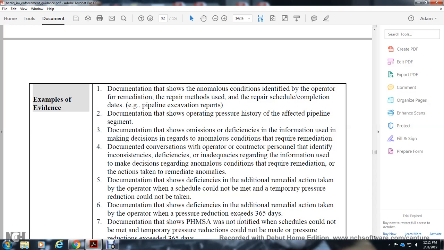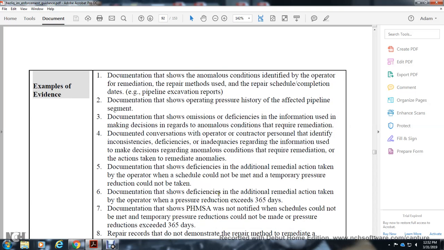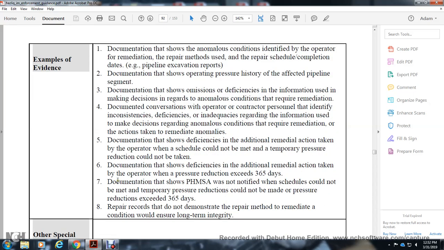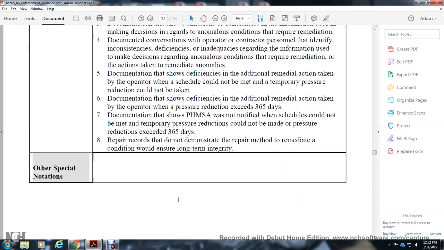5, the documentation show the deficiency in additional remedial action taken by the operator, a schedule that could not be met, the temporary pressure reduction for the remedial reduction could be taken. 6, the documentation show the deficiency in the additional remedial action taken by the operator with the pressure reduction exceeding 365 days. 7, the documentation show PHMSA was notified the schedule could not be met with the temporary pressure reduction could not be made with the pressure reduction not exceeding 365 days. 8, repair record of the data and show the repair method of the remediated condition would ensure long-term integrity.